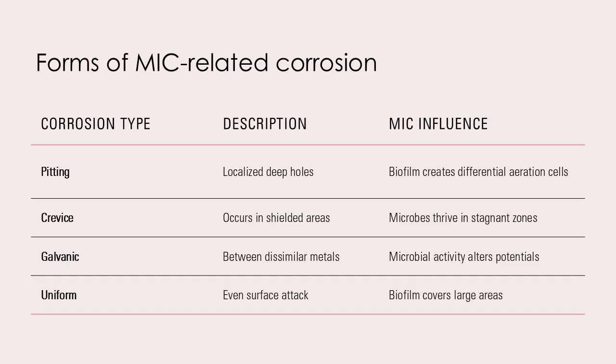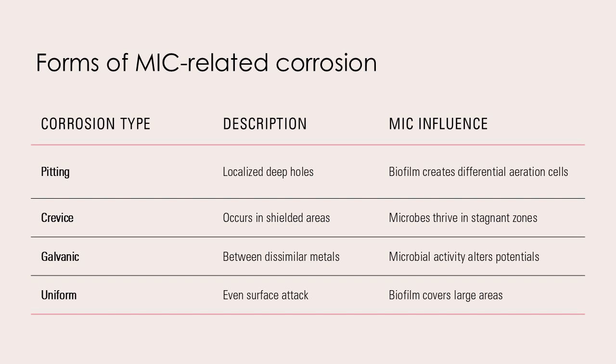MIC can manifest in several corrosion forms, each with unique characteristics and implications. Pitting corrosion is the most common, where localized holes penetrate deep into the metal, compromising structural integrity. Crevice corrosion occurs in shielded areas such as joints and gaskets, where stagnant conditions favor microbial growth. Galvanic corrosion can be induced when microbial activity alters the electrochemical potential between dissimilar metals. Uniform corrosion, though less frequent in MIC, may occur when biofilms cover large surface areas.